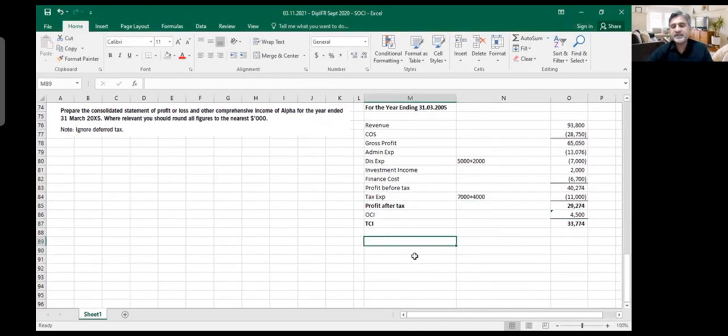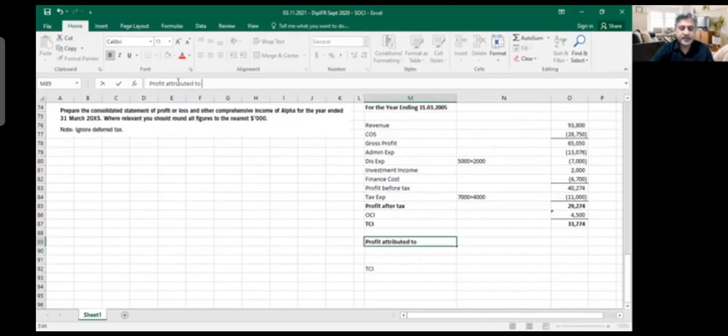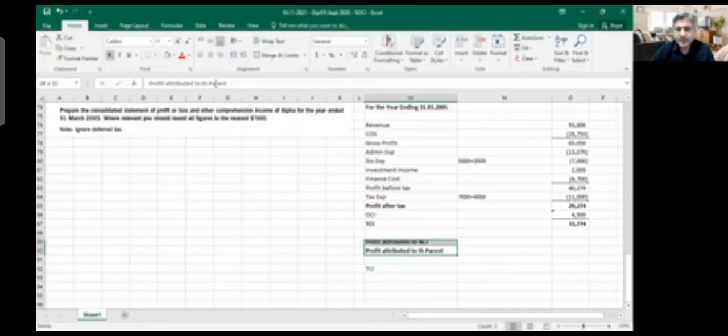And now what we need to do, this is my profit and this is my TCI, and I would say let me call it profit attributed to non-controlling interest and profit attributed to the parent. Guys, am I doing it for myself or you people are with me? Maybe I'm doing practice, further practice. Yeah, any question until here, please ask.